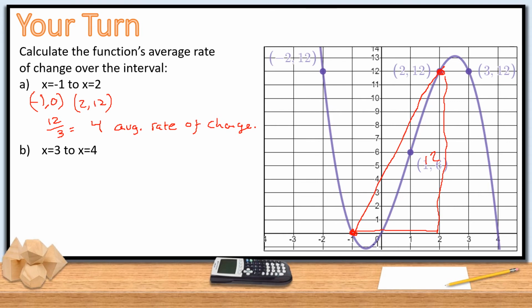From 3 to 4, so we got 3, 12, and 4, 0. So x1, y1, x2, y2. So 0 minus 12 over 4 minus 3, which is -12 over 1. So you have an average rate of change of negative 12. How'd you do?